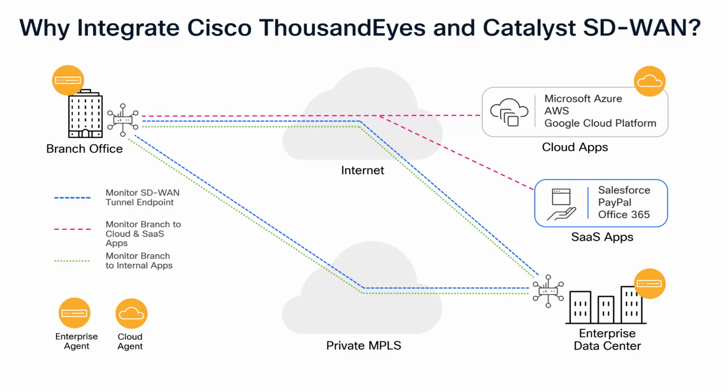By integrating Cisco ThousandEyes with Cisco Catalyst SD-WAN, you can orchestrate the deployment of ThousandEyes agents across your branches quickly and efficiently. There's no need for additional hardware at the branch or relying on manual, time-consuming installation processes.